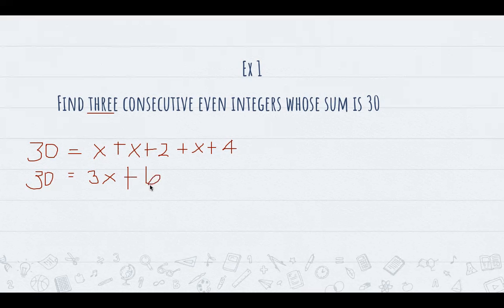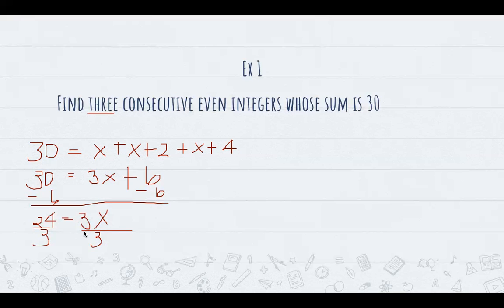Now we want to isolate the x so we can find out the first integer. So we subtract 6 on both sides. 30 minus 6 is 24. And that 24 equals 3x because positive 6 minus 6 gives you 0. And in order to get the x, you want to get rid of the 3 by dividing by 3 on both sides, because you do the opposite of what it is. It's 3 times x, and the opposite of multiplication is division. So it'll be x equals 8.